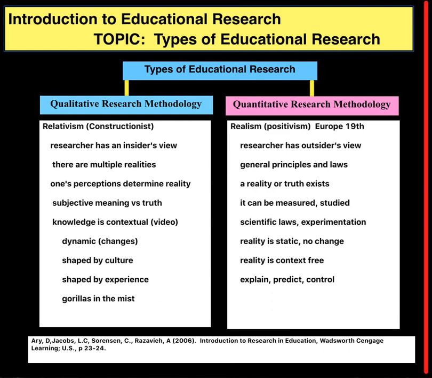The researcher has an outsider's view. The researcher stays back and away from the research and the subjects. They're looking for general principles, to uncover general principles and laws. The belief is a reality or truth exists, even if we don't know it right now, it still exists. And it can be measured, it can be studied through uncovering of scientific laws and experimentation.